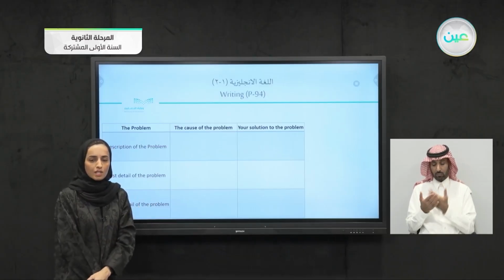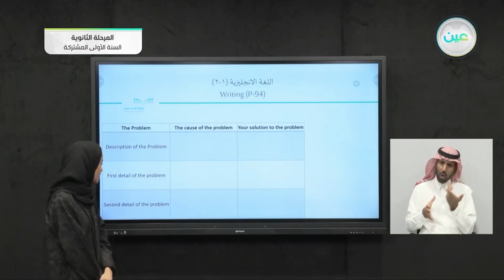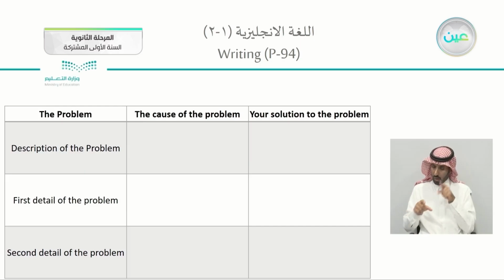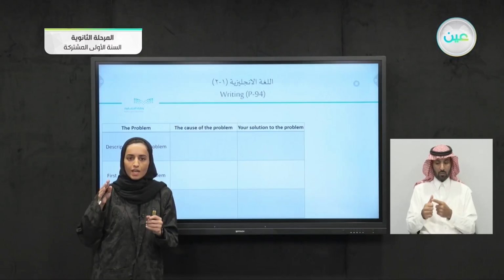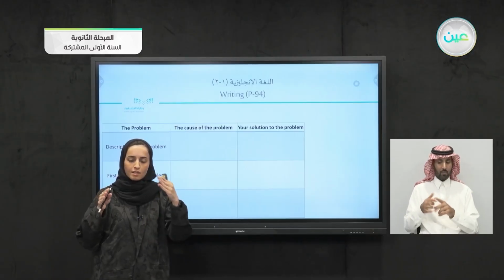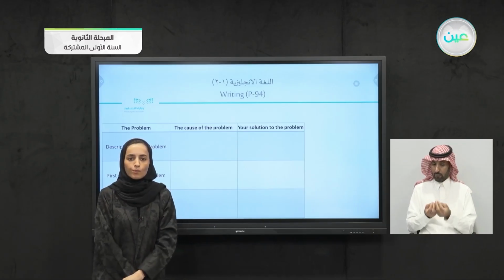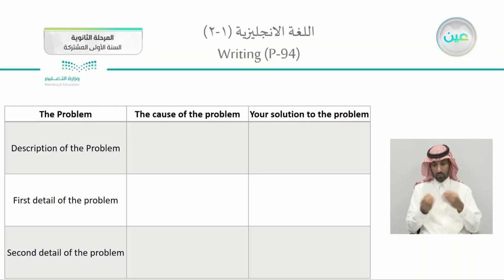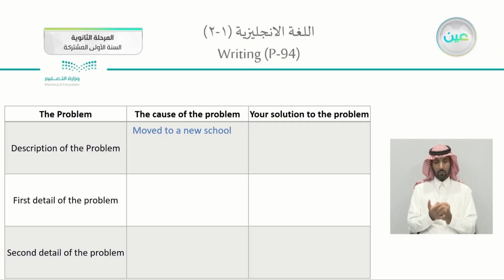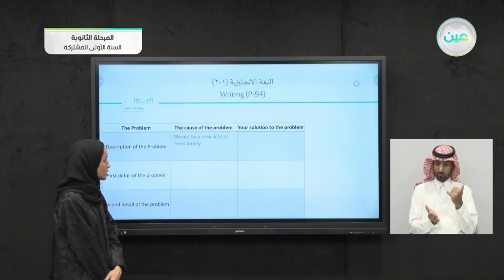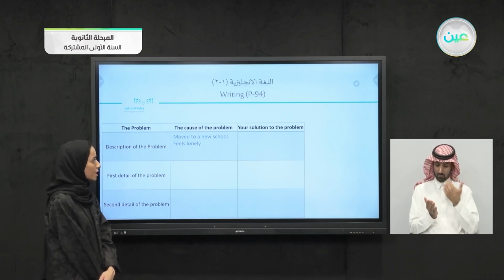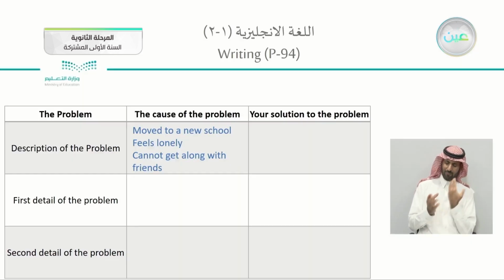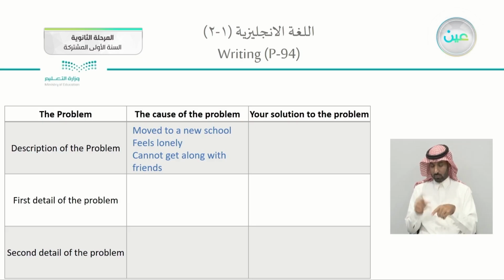He can't get along with friends. Then we will break it down into two. First problem, can't find friends, maybe can't join the football team. Okay, let's get it here together. The cause of the problem: because he moved to a new school. This is why. And also because he feels lonely, he can't get along with others and can't get along with friends. These are why he is not feeling so good.